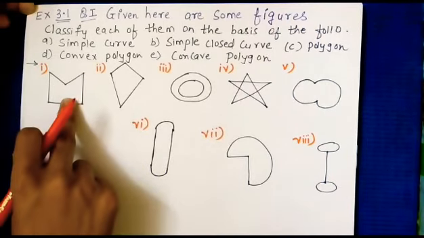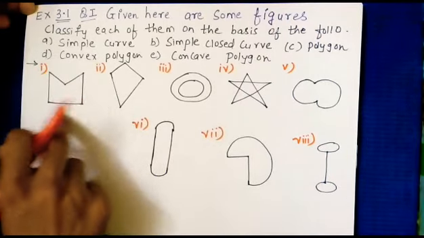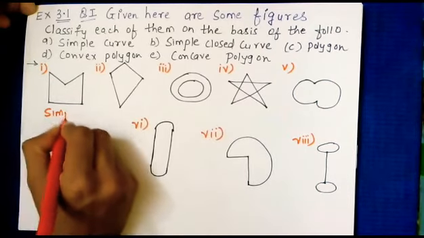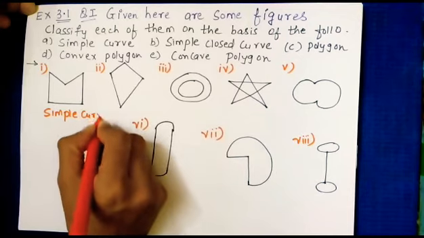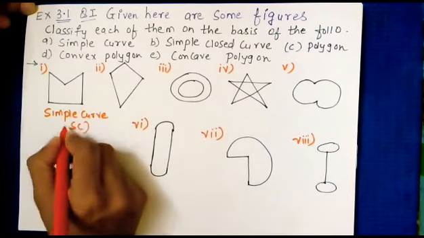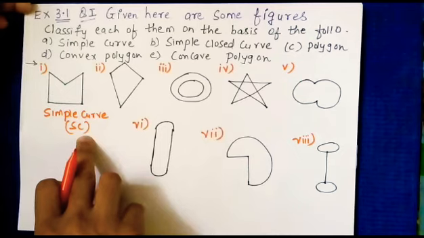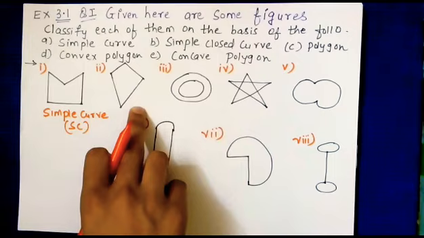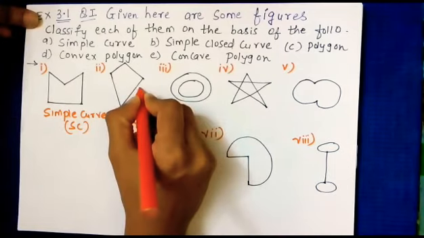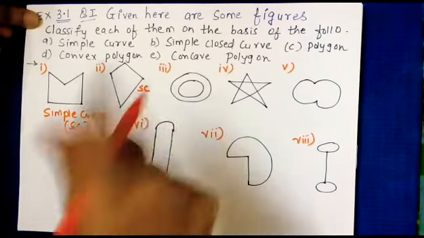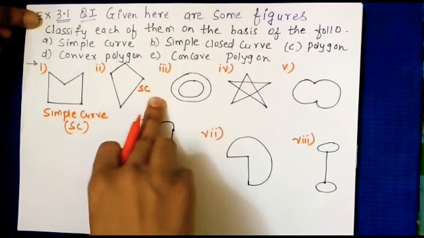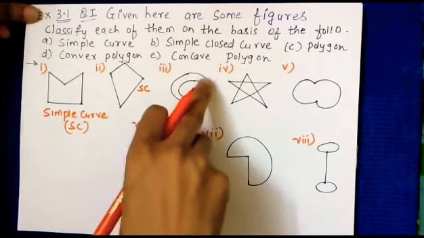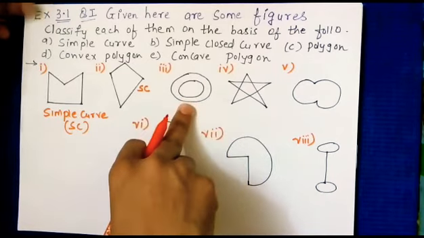This is simple and this is a curve also. So this first one is a simple curve. You can write here simple curve or SC. We will write SC for simple curve. Now the second figure, yes, it is also a simple curve. So SC. Now the third one is a curve, but it is not a simple curve because there are two curves given. So this will not come in simple curve.